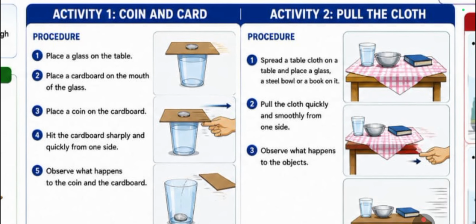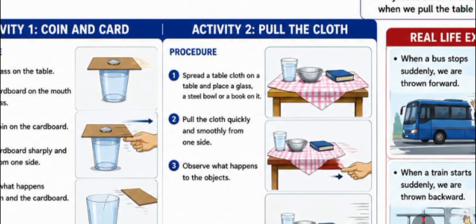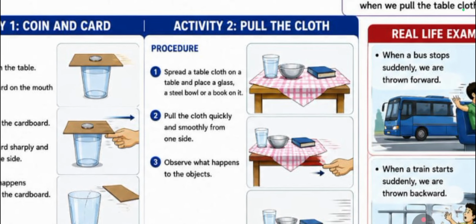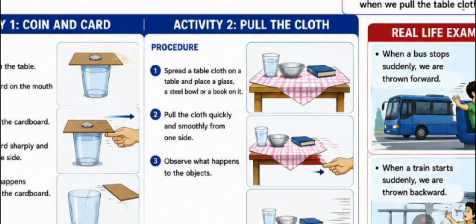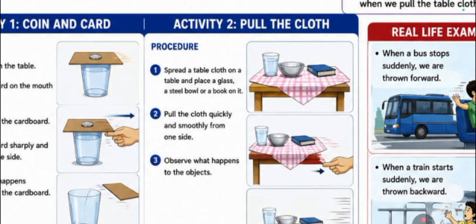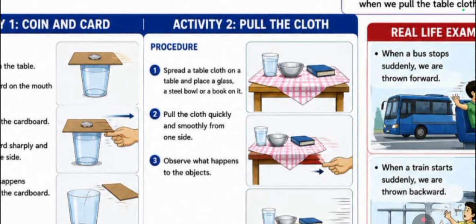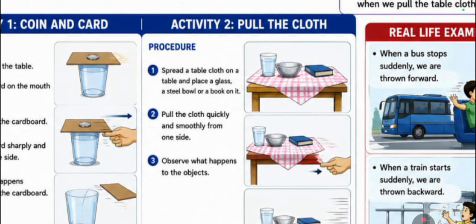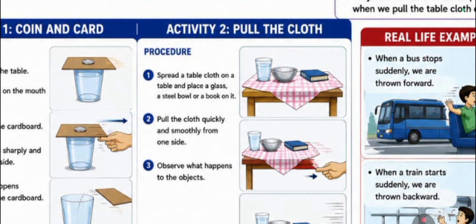Next, the second activity: pull the cloth. Here spread a tablecloth on a table and place a glass, a steel bowl or a book on it. Pull the cloth quickly and smoothly from one side.